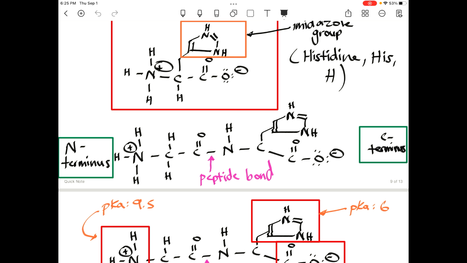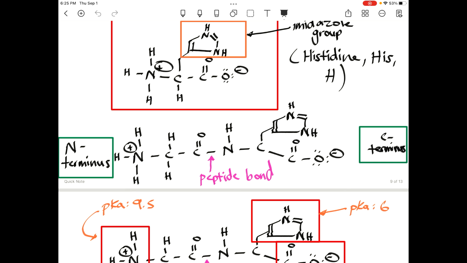We form a peptide bond in the middle here, and this would be the peptide bond, the C double bond O bonded to the NH. This would be our peptide bond. We would go from N terminus to C terminus. Again, amino acids are built from N terminus to C terminus.